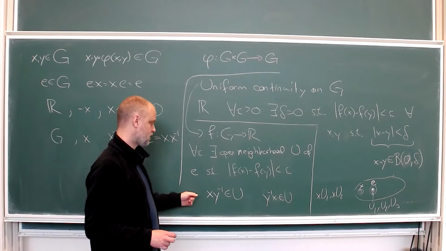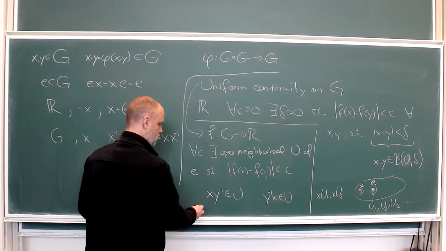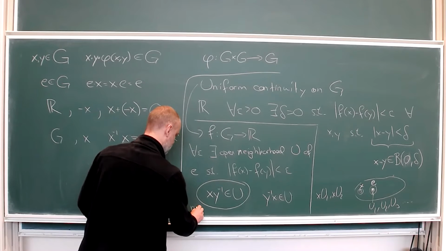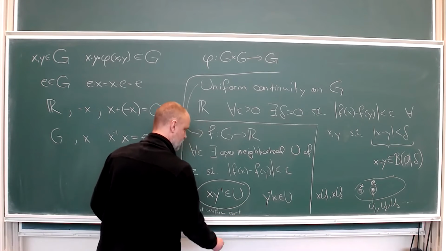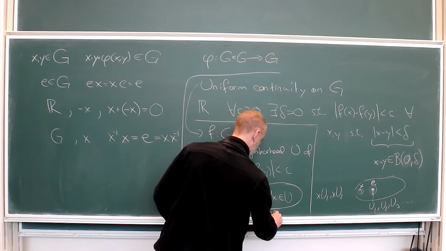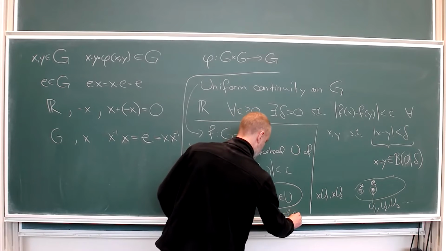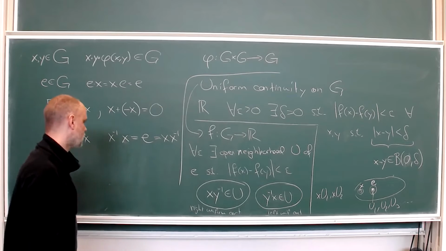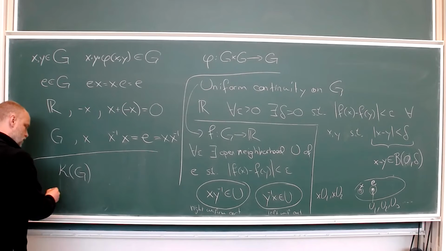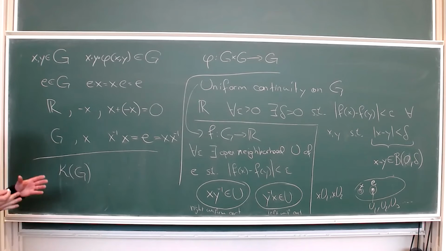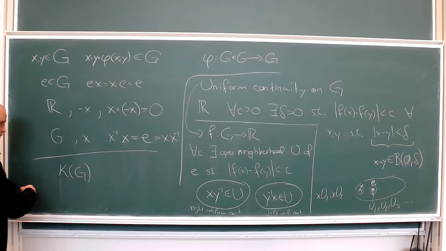So this leads to the concept of, if you pick this one, then you get right uniform continuity, and if you pick this guy, you get left uniform continuity. And then you can go on to proving statements like, for example, if you take the continuous functions with compact support on G, which is all continuous functions if G is a compact set and otherwise a subset of that. So the statement is that all such functions are uniformly continuous.